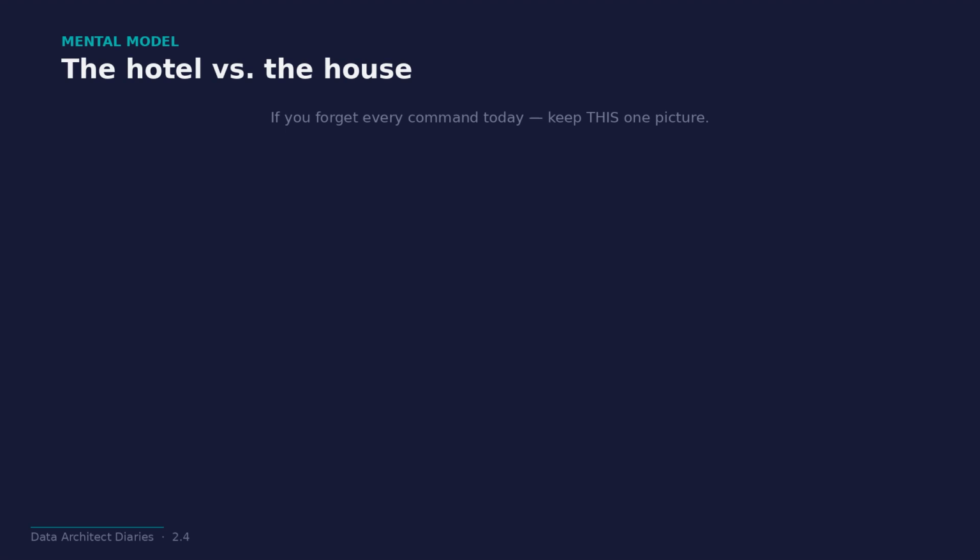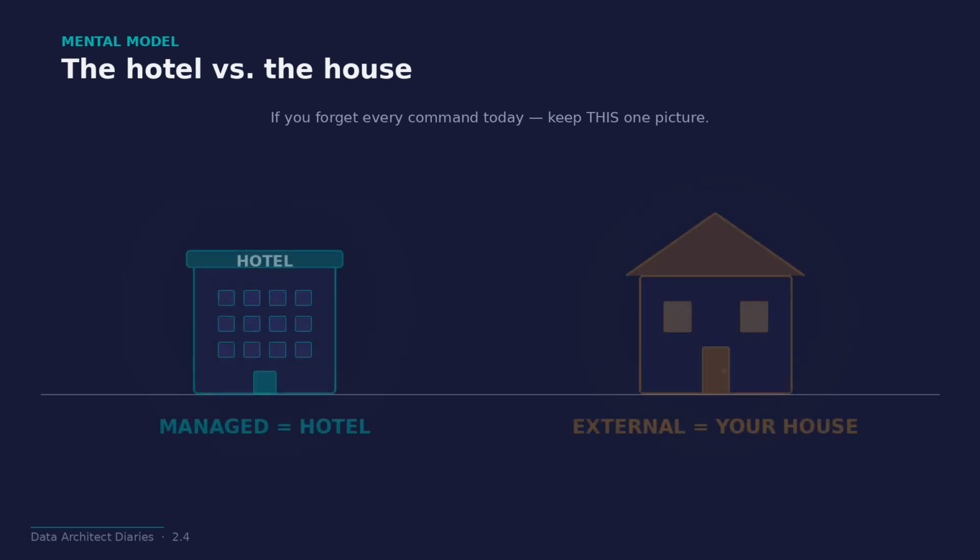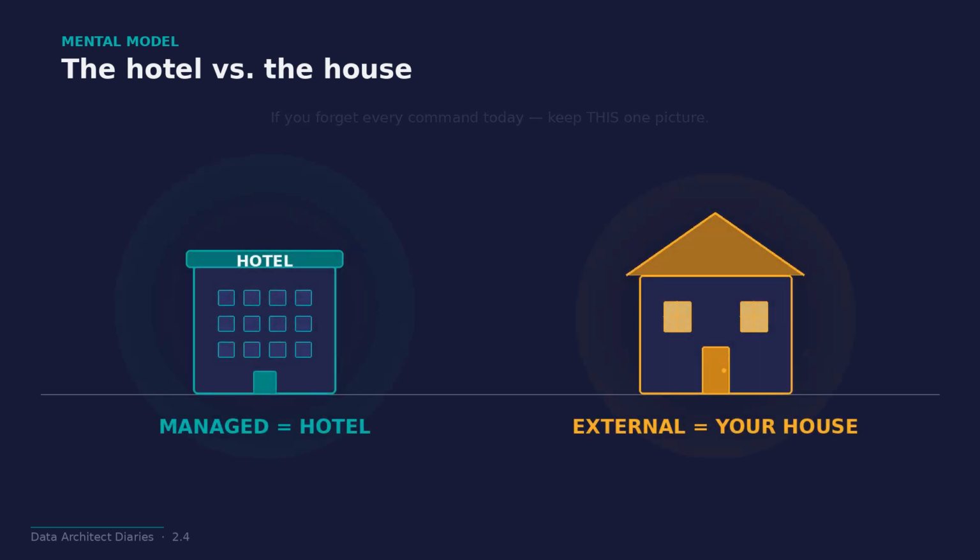Okay, so now let's discuss the mental model: the hotel versus the house. If you forget every command from today, keep this one picture. A managed table is a hotel room. You own your luggage. The data is always in your cloud account, but the hotel decides which room you are in. They clean it daily, upgrade the plumbing without asking, and when you check out, they clear the room for you. Zero housekeeping on your side. That is Unity Catalog managing the life cycle.